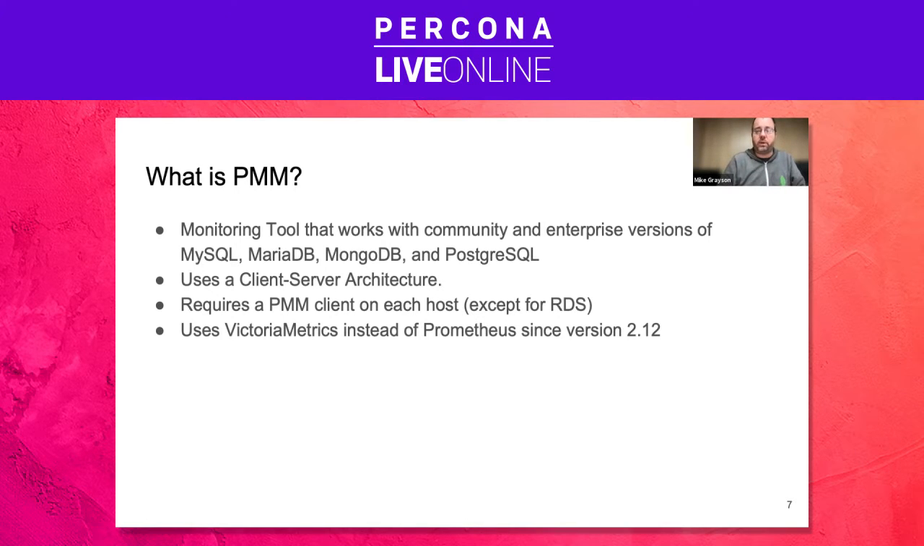It uses a client-server architecture, which we're going to demonstrate next. It also requires a PMM client or a PMM agent on each host, with the exception being for RDS. That's AWS's relational database service. And since version 2.12 of PMM, we're using Victoria metrics instead of Prometheus for our metrics ingestion. And that was due to some enhanced functionality that we got from Victoria metrics over Prometheus. And the current version, as of this recording, is 2.16 for PMM.